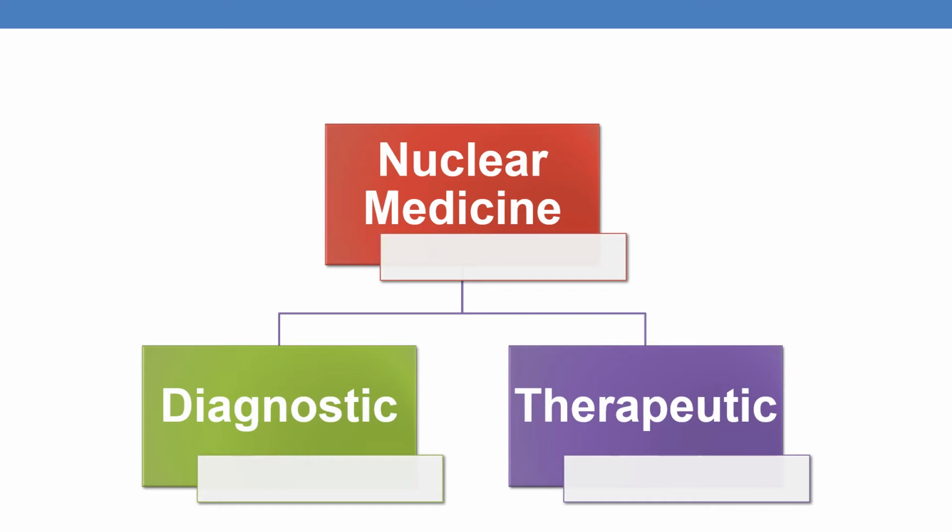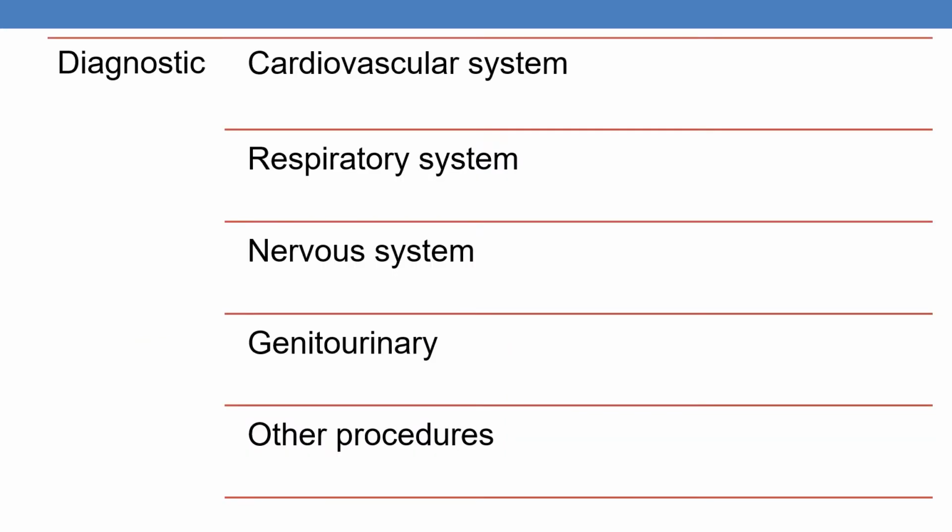As we have discussed earlier, nuclear medicine is mainly of two types, diagnostic and therapeutic. In this current session, we will be discussing the remaining topics under diagnostic and we will be covering the therapeutic nuclear medicine CPTs. So the topics that we are going to cover under diagnostic nuclear medicine are cardiovascular system, respiratory system, nervous system, genitourinary system and other procedures.